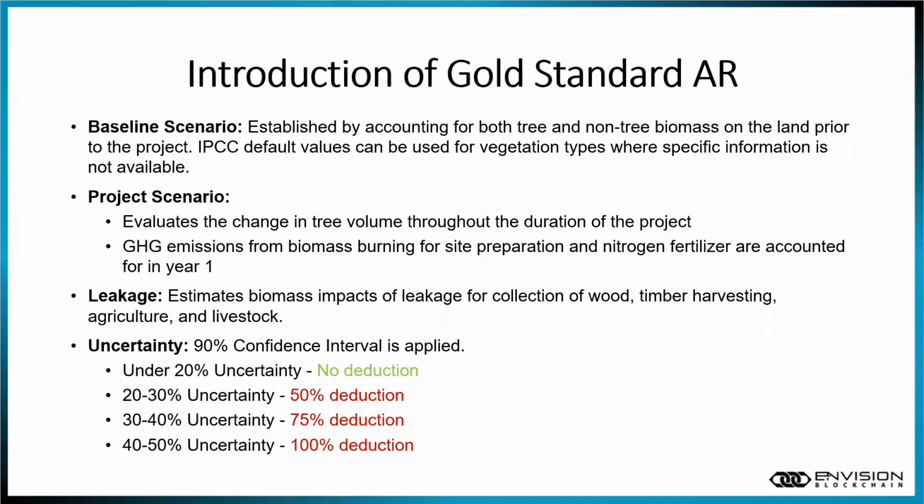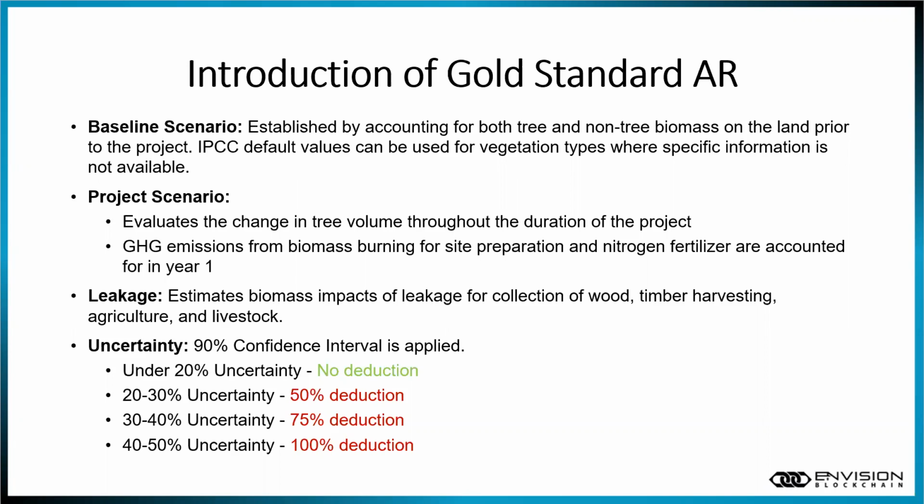All right, now we can go into an introduction and overview of Gold Standard and their AR methodology. So for this methodology, the baseline scenario is established by accounting for both tree and non-tree biomass on the land prior to the project. There are IPCC default values that can be used for vegetation types where specific information is not available. The project scenario evaluates the change in tree volume throughout the duration of the project. So during each monitoring period, the parameter for tree volume will be updated appropriately.